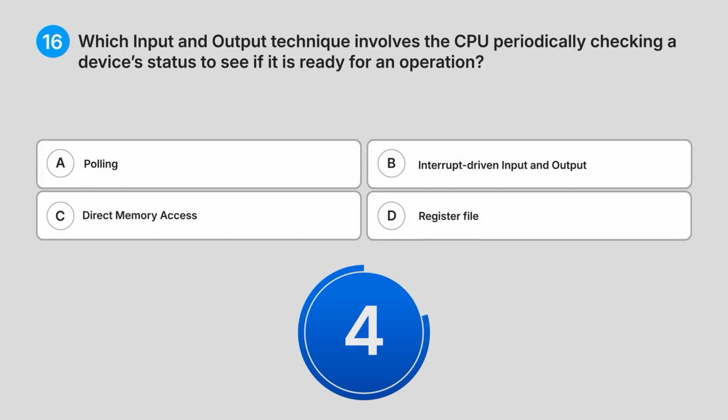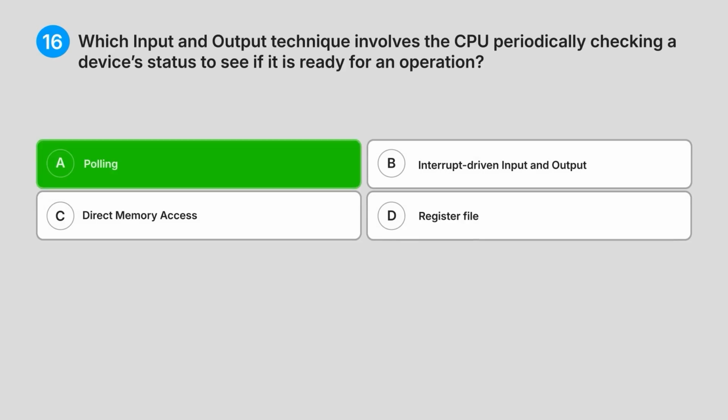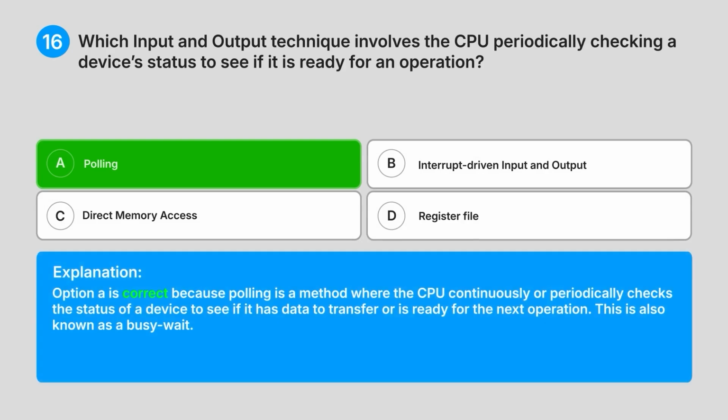Can you guess the answer? Correct answer, A. Polling. Explanation: option A is correct because polling is a method where the CPU continuously or periodically checks the status of a device to see if it has data to transfer or is ready for the next operation. This is also known as a busy wait.